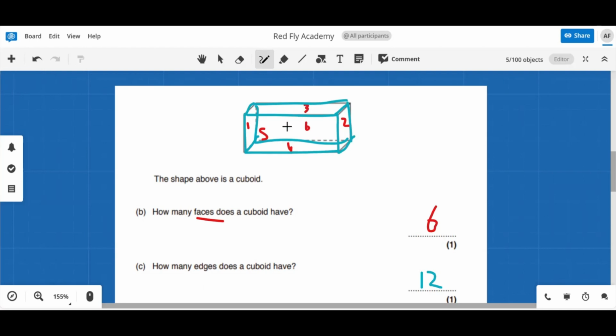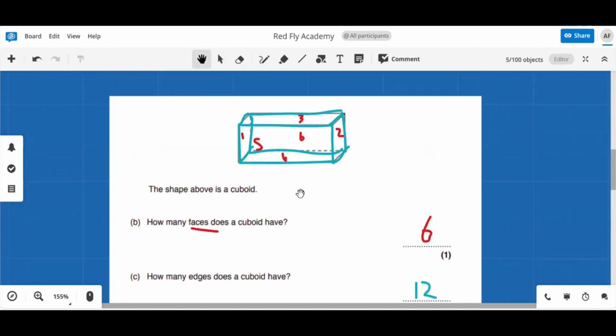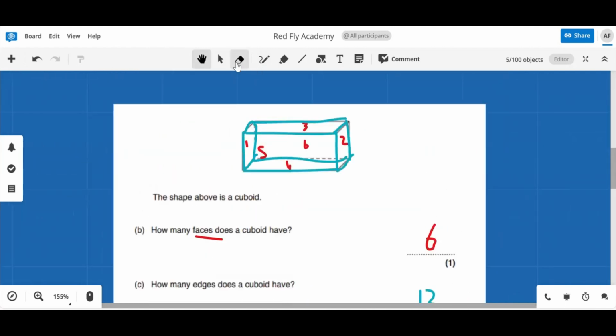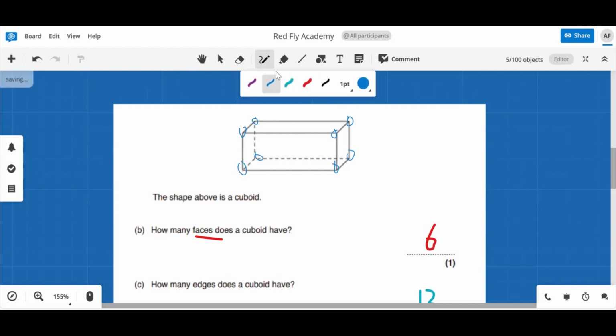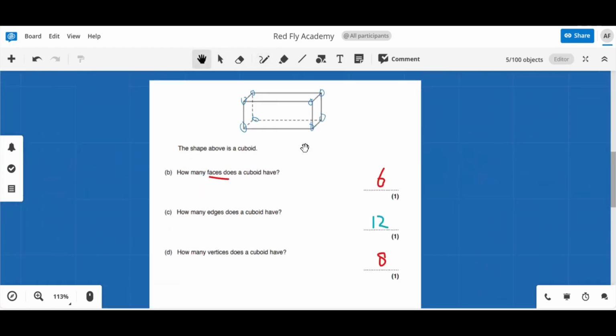It's all up to you how you count the edges. You can draw the lines as I did in this question, or you can write the numbering as I did in the last question. The next question is how many vertices does a cuboid have? Vertices mean the corners. So how many corners do we have here? Let me erase this one. Okay, so one, two, three, four, five, six, seven, eight. So here we have eight vertices. Okay, I hope this question is clear.